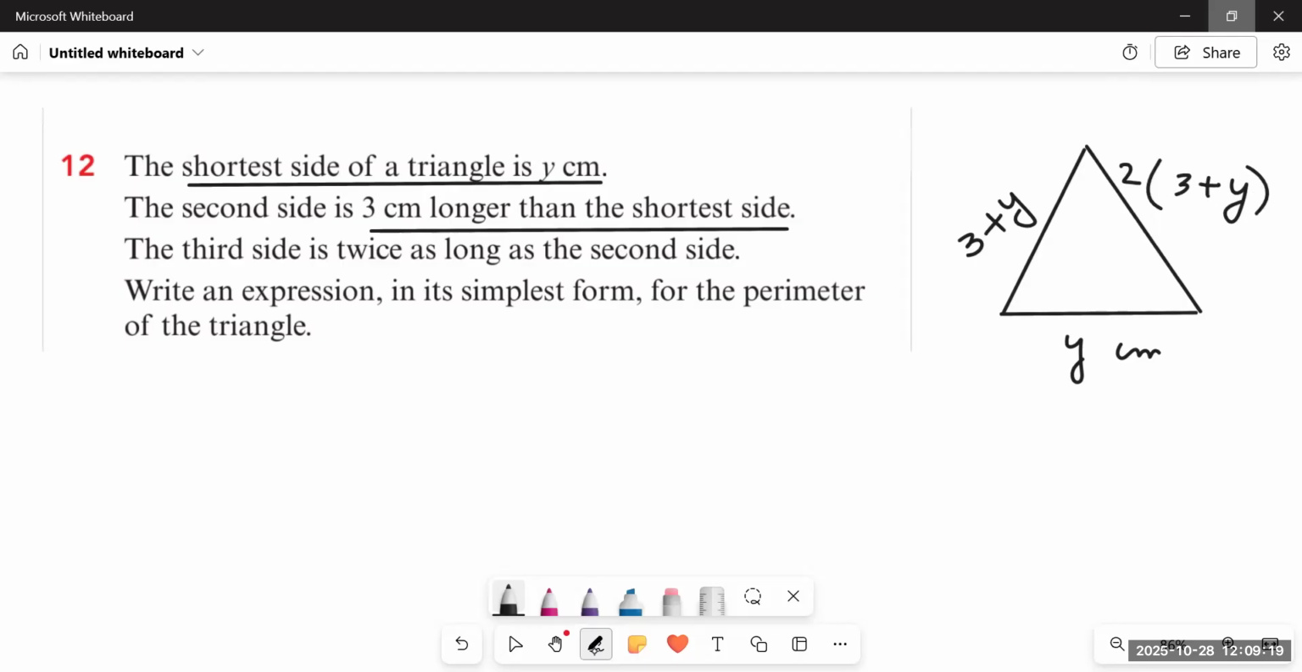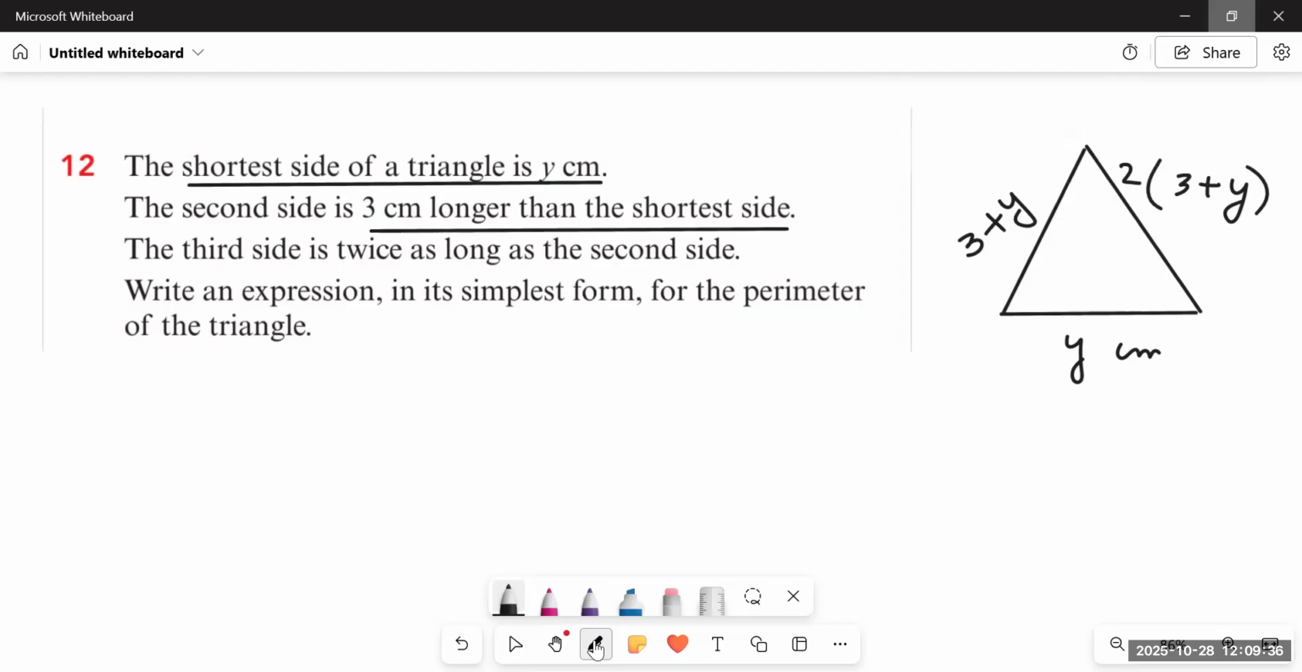The shortest side is y. The second side is 3 centimeters longer, 3 centimeters plus y. The third side is twice as long as the second side. The second side is 3 plus y. So if we double it, it will become 2 into 3 plus y.